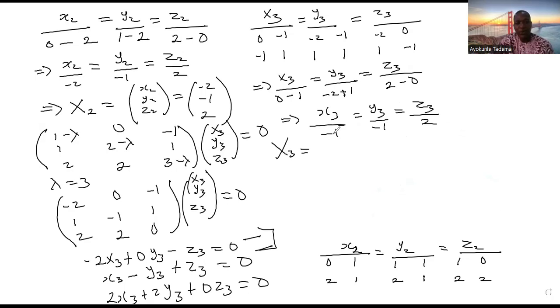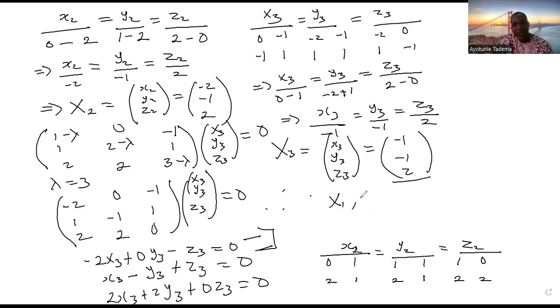Which implies that our eigenvector x3 is equal to x3, y3, z3, and that is minus 1, minus 1, 2. Okay, that is the eigenvector. Therefore, our eigenvectors for the particular question are x1, x2, and x3.